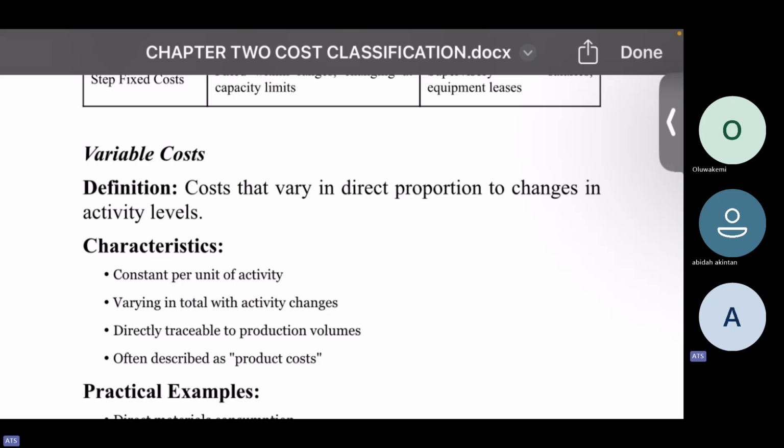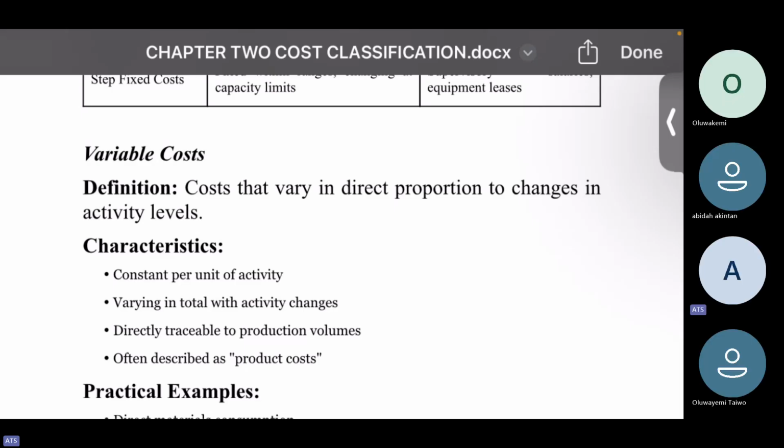So take those dresses, for instance. When you add the cost of the fabrics, the zip, the lining, everything, it gives you like 5k. If you produce two dresses, you spend 10k. If you produce three dresses, you spend 15k. Do you understand? So per unit, that 5k is not changing. It's going to remain 5k, 5k, 5k. But if you produce 20 dresses, the amount you spend will be different from if you produce 10 dresses. Do you understand?